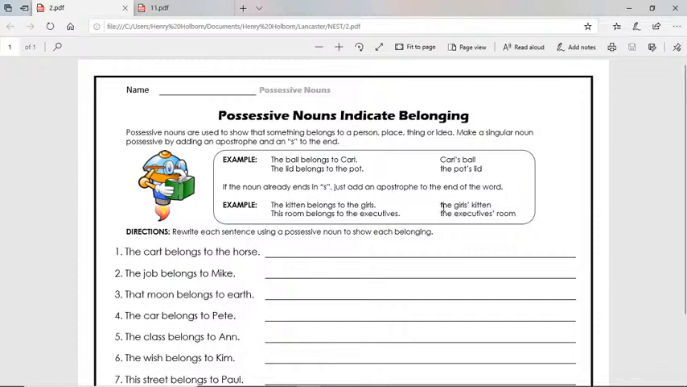And how do we change this? We actually change it to the girls' kitten. So you don't need another S after the apostrophe. All you need is the girls' kitten. The kitten belongs to the girls. Next example, this room belongs to the executives. And we change that to the executives' room.